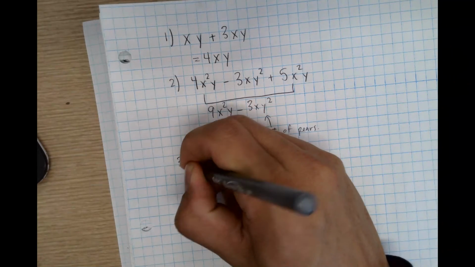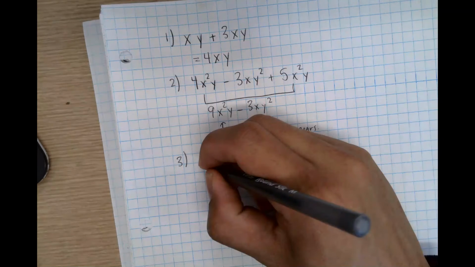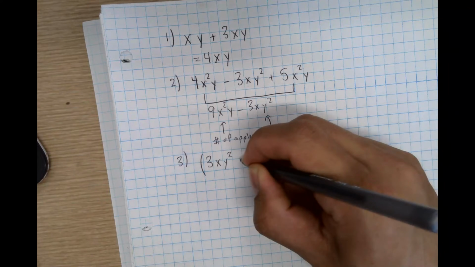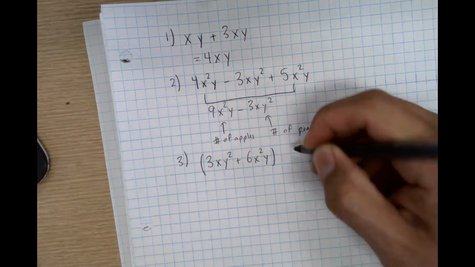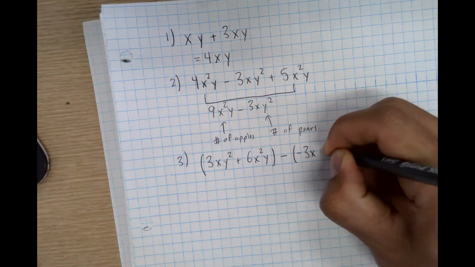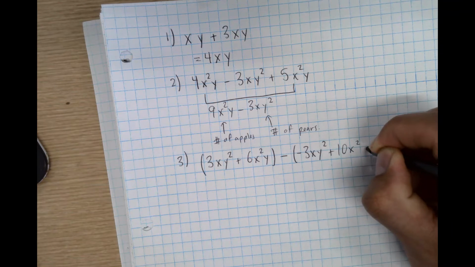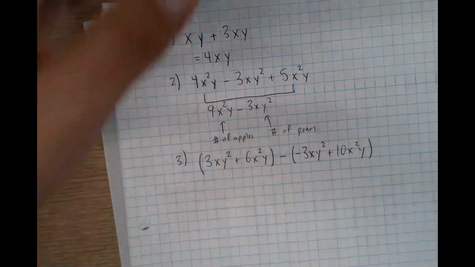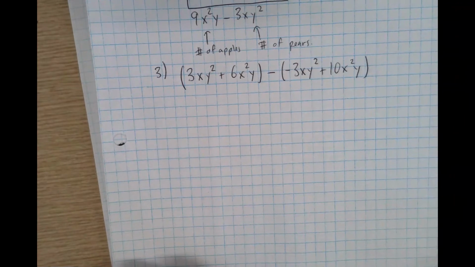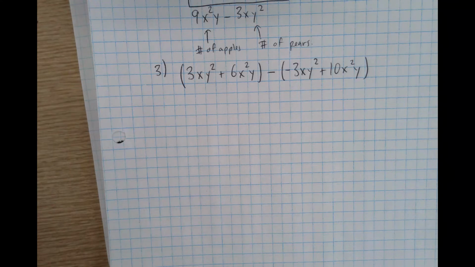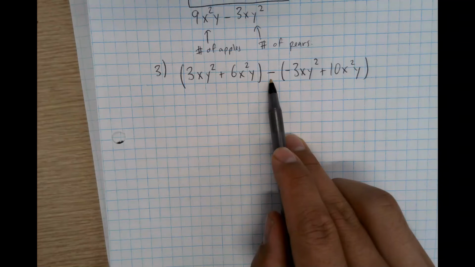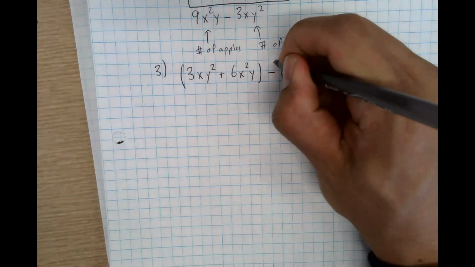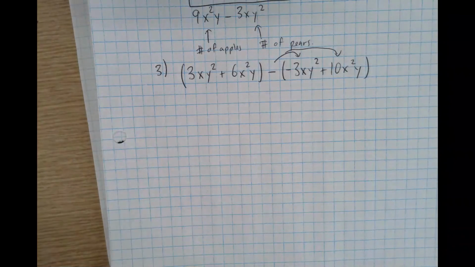The second idea is what we call distribution. So we can have something like this where you have 3xy squared plus 6x squared y minus negative 3xy squared plus 10x squared y. In this case, you have to be really careful. We want to compare and combine like terms. Before we combine like terms, you want to make sure to distribute any negatives you see. If there is a parentheses, you must distribute that negative to everything inside the parentheses. If, however, there is a plus sign, you will not distribute that plus sign and change a negative sign. It will still remain a negative sign.